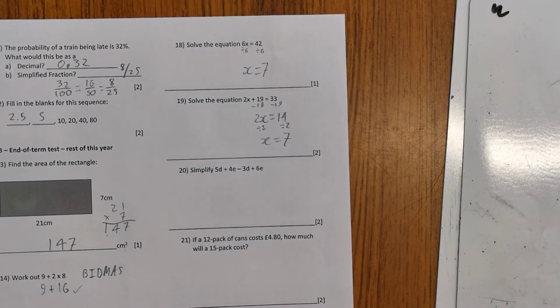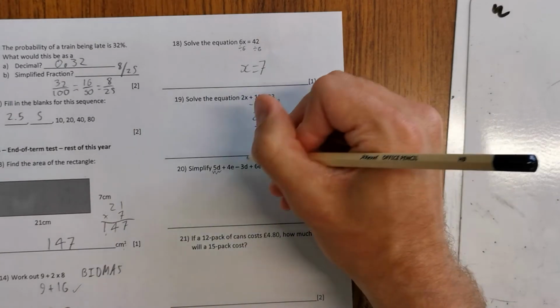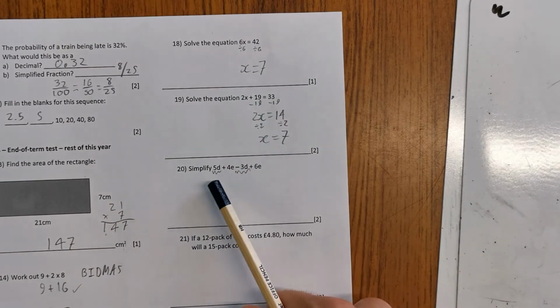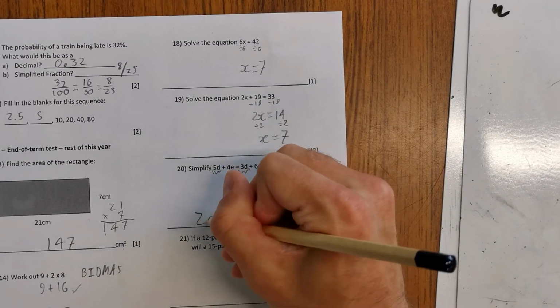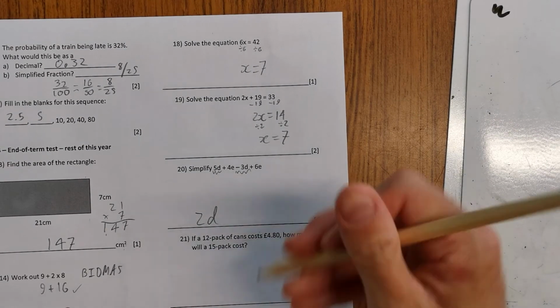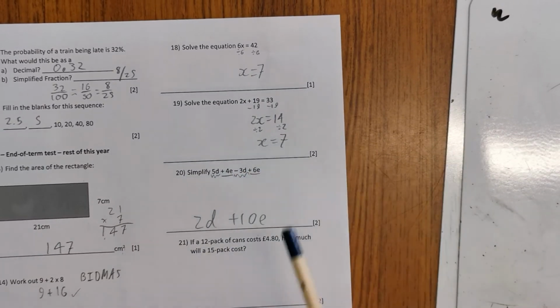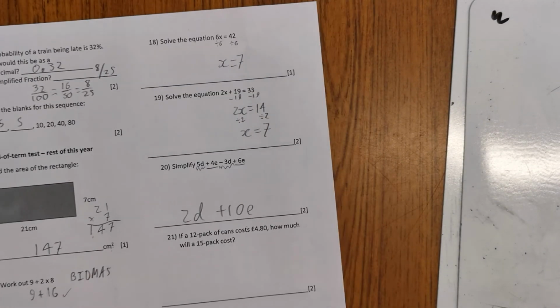Okay. Simplify this one. Well, let's look at the d's first. We've got 5 d's and minus 3 d's. So 5, take away 3, we've got 2 d's there. Okay, 1 mark already. And then 4 e's and 6 e's, we've got 10 e's. There's your second mark.